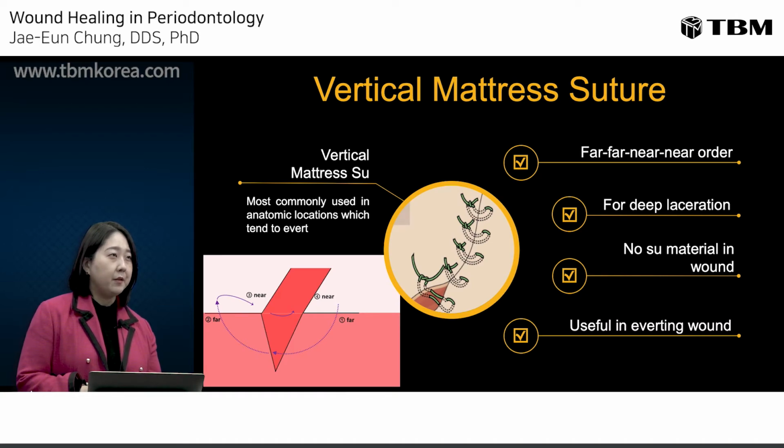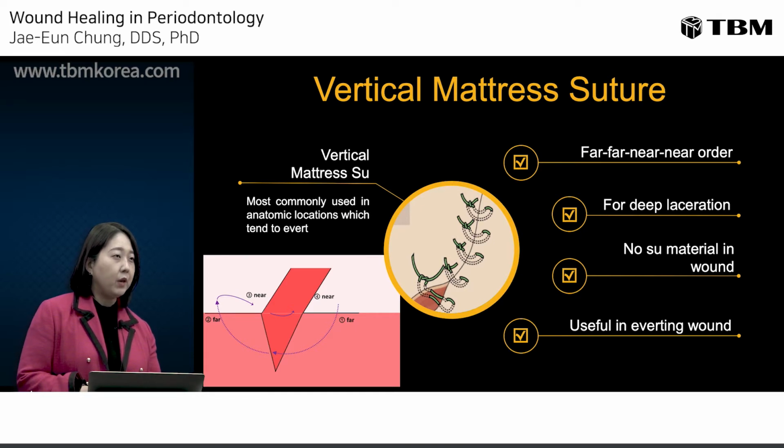This is vertical mattress suture. I usually use this type of suture technique when GBR is done, because this technique can help evert the flap margin. This is how we do the vertical mattress suture. The needle passes at two levels: one deep, to support the wound surface at depth, and one superficial, to draw the edges together and evert them.